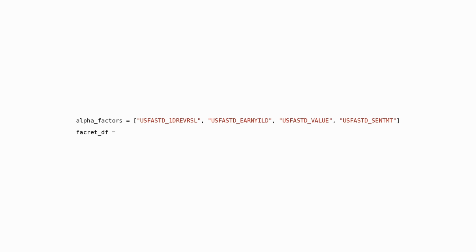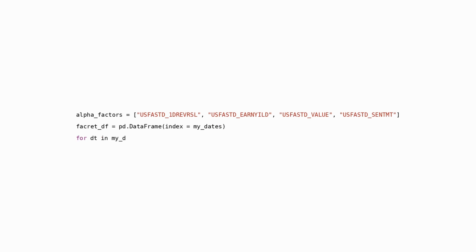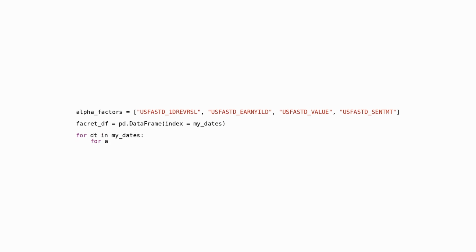This piece of code is designed to create and plot the cumulative returns of different financial factors over time using Python's pandas and matplotlib libraries. The alpha_factors variable is a list that contains the names of the financial factors of interest. my_dates is assumed to be an iterable that contains date objects, although its definition isn't provided in the code snippet. A pandas data frame facret_df is initialized with an index corresponding to the my_dates.